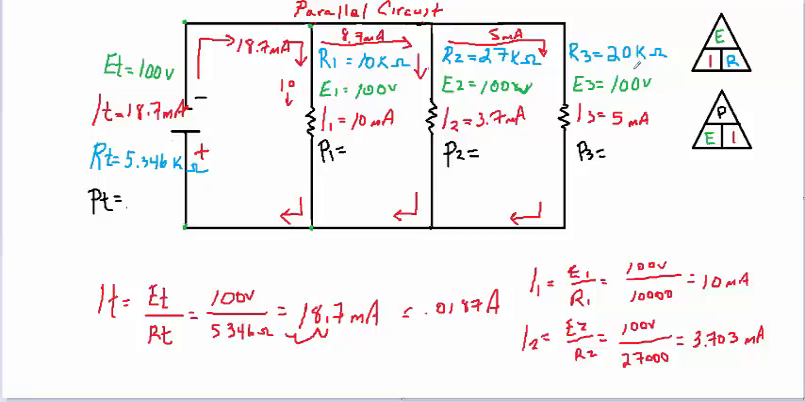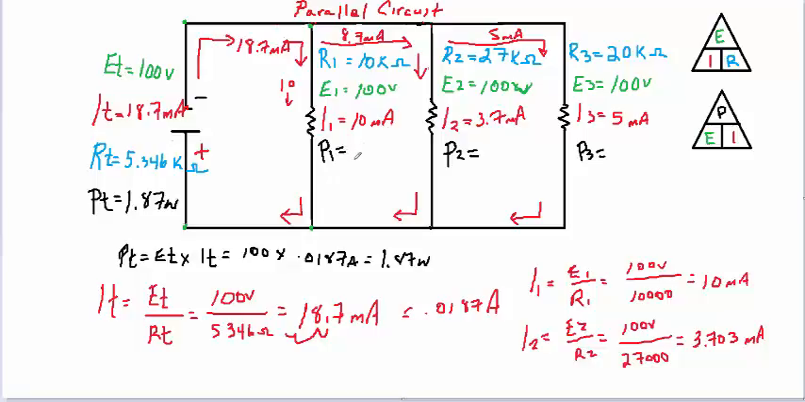Okay, so now we can get our power in the circuit. So let's start with our total power. All right, power total is equal to my voltage total times my amperage total. So 100 times 18.7 milliamps. So we're going to write that in base unit, 0.0187 amps, which is going to give me 1.87 watts. So my total power is 1.87 watts.